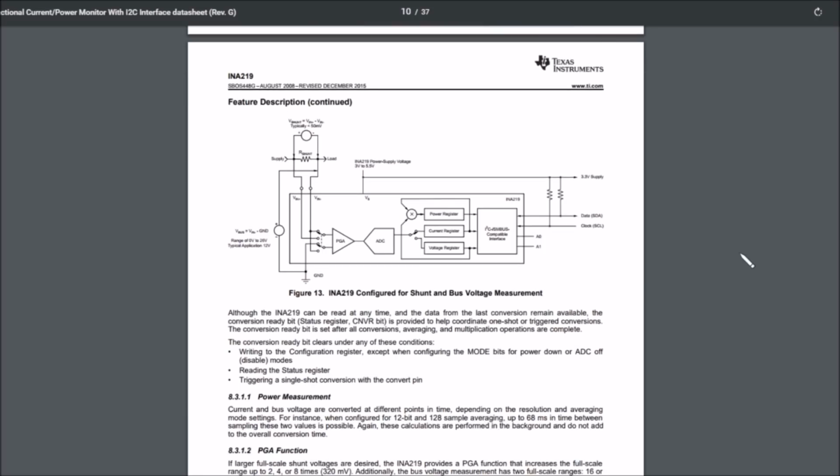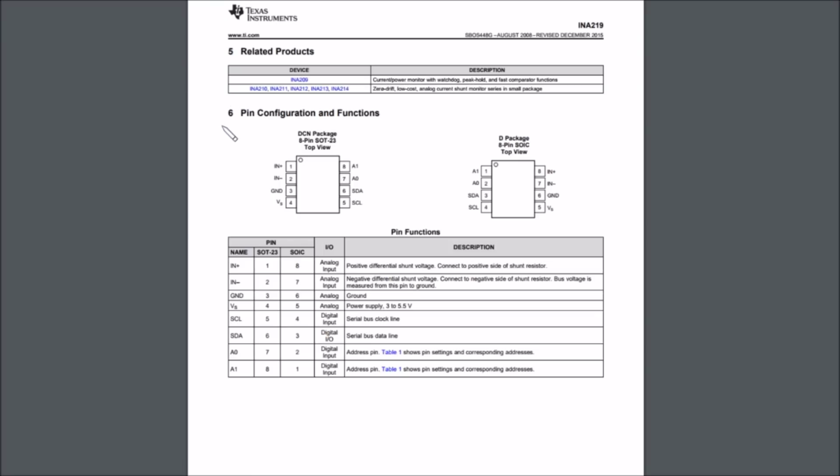So there's a diagram here which shows feature description. This is a sort of typical application. Here's VIN plus and VIN minus. Here's the shunt resistance, which is a low value resistor. Supply is here on the left, that goes to VIN plus, and load is here on the right, that goes to VIN minus.